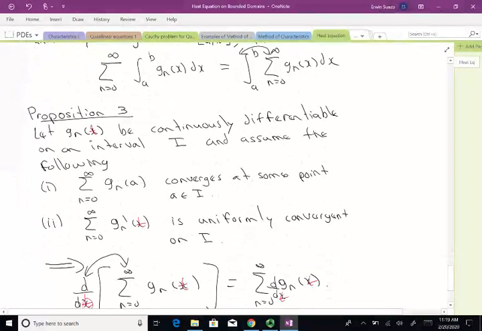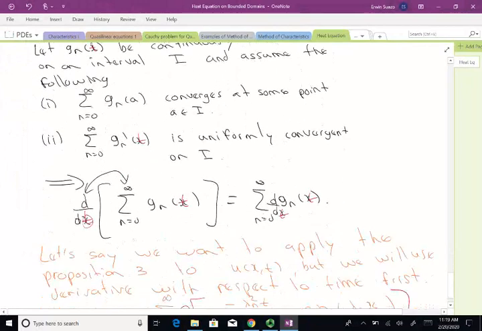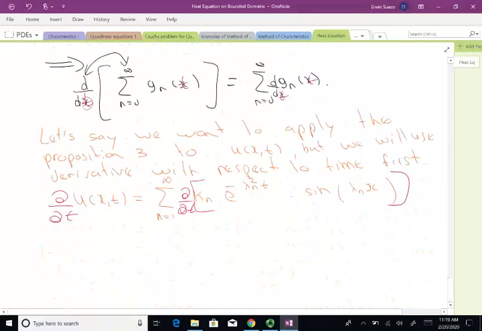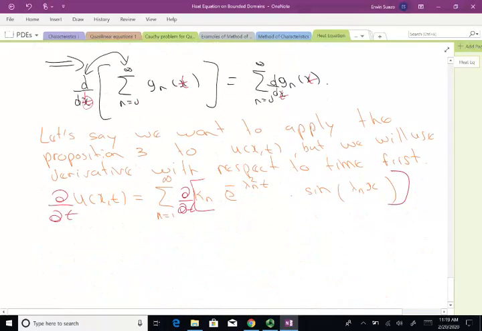So we need to verify this. We need to check first that g_n(t) is continuously differentiable on an interval. So in my case, what is g_n(t)?